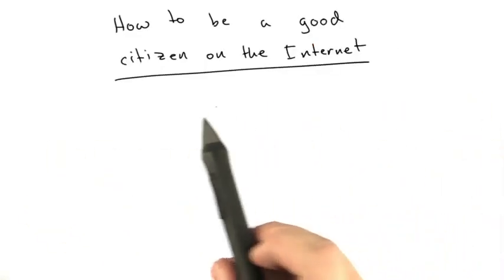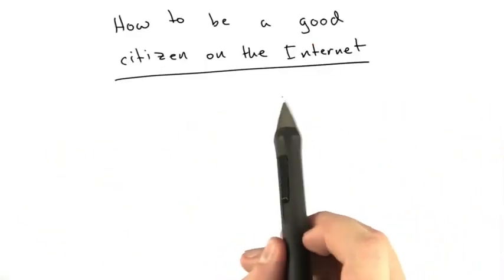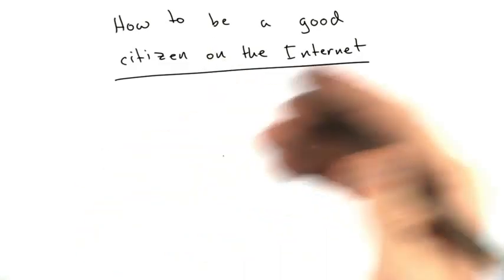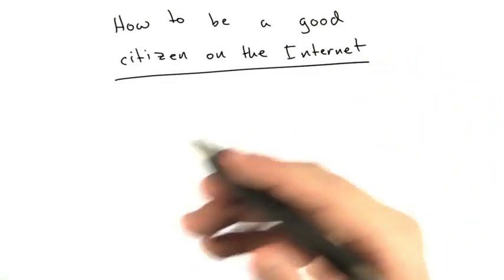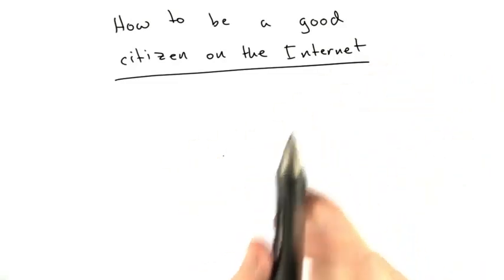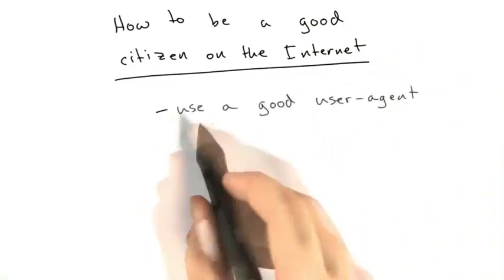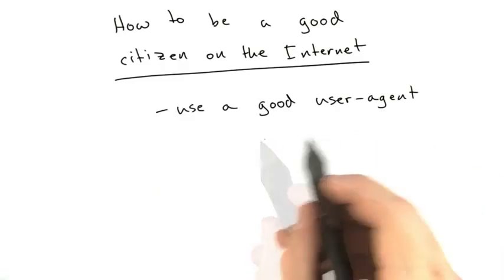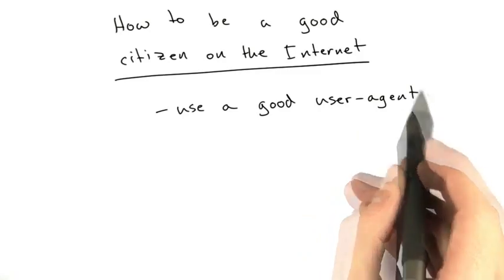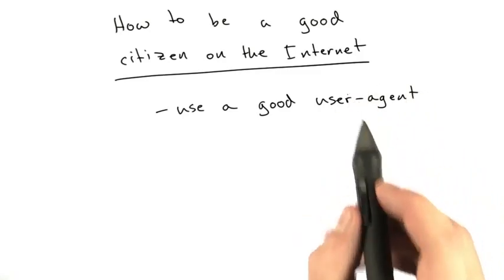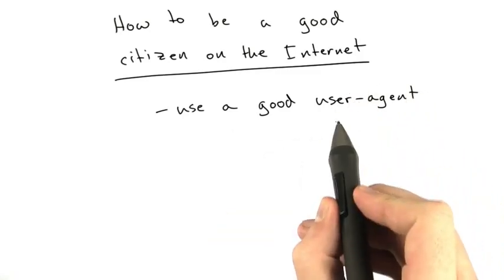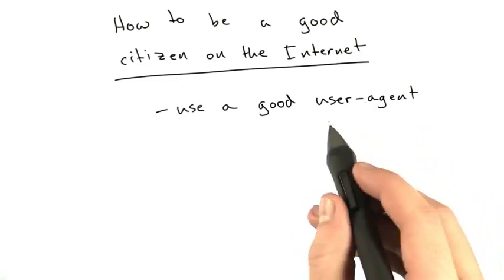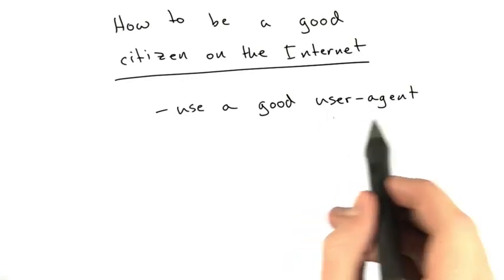I'd like to now take a few moments to talk about how to be a good citizen on the internet. There are two key things you can do when you're writing programs to manipulate other people's websites or to access other people's websites that will make everybody's life a lot easier. One is use a good user agent. Remember we talked about in Unit 1, user agents are the header that describe what browser you're using or what program you're using to access somebody. If you're planning on accessing somebody in a consistent fashion, if you're going to poll them every couple of seconds for updates or do something like that, use a good user agent.